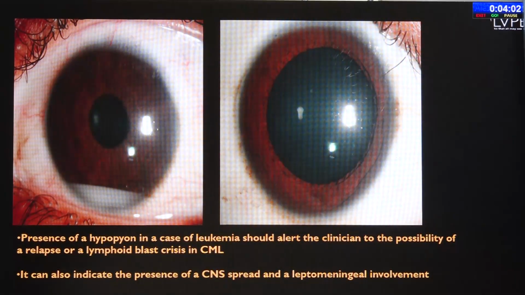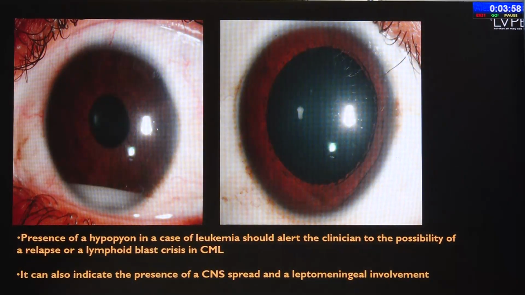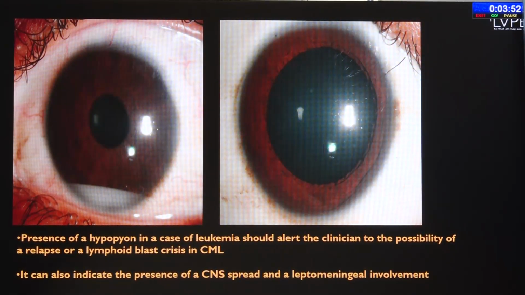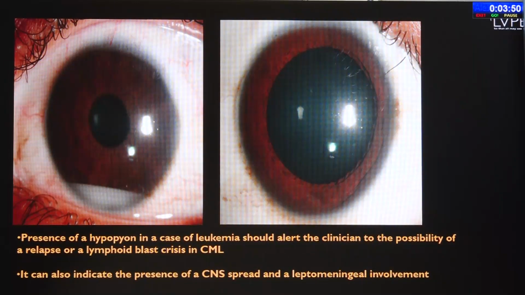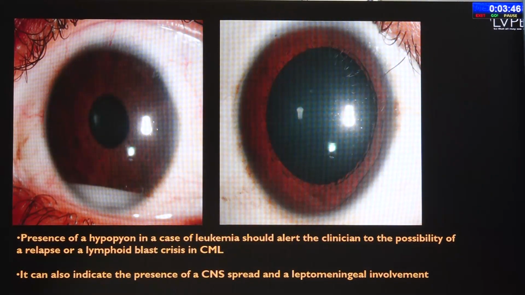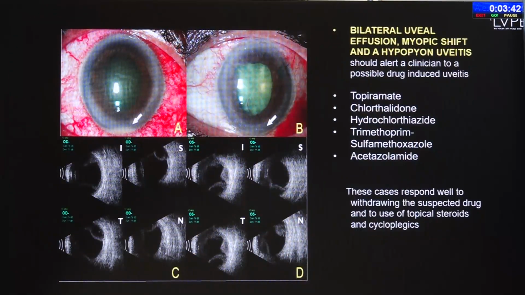involvement, because these cells through the leptomeningeal arteries come over here and through the ethmoid arteries come over here into the anterior chamber. So when you see an atypical hypopyon in a patient of leukemia, please be extremely wary. Check them for an impending blast crisis. Get an MRI done and send them to the treating oncologist, because this can also herald the neurological spread.